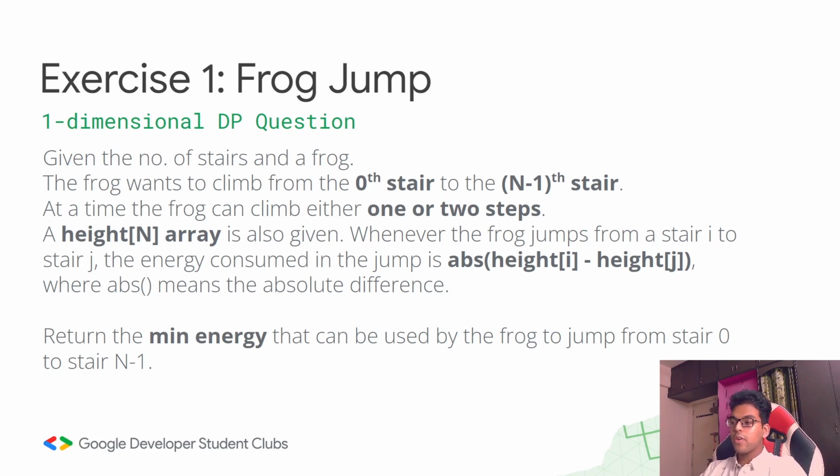So whenever a frog jumps from the ith stair to the jth stair, the energy consumed is equal to the absolute difference of the height values at those corresponding indexes, which is highlighted over here. So our objective function is that we have to minimize the energy that the frog uses to jump from the 0th stair to the n-1 stair.